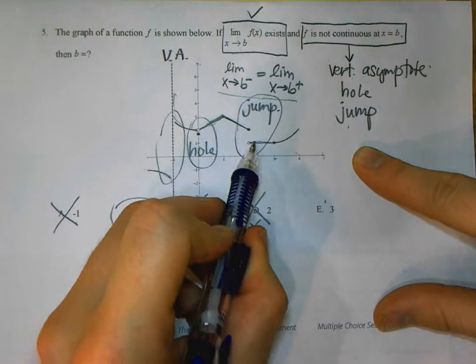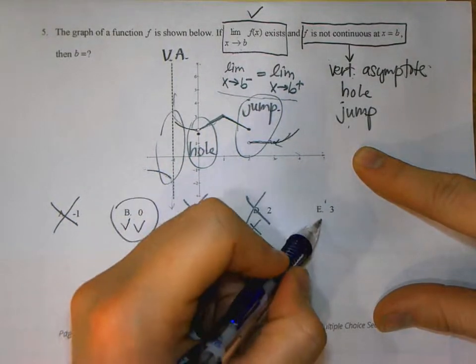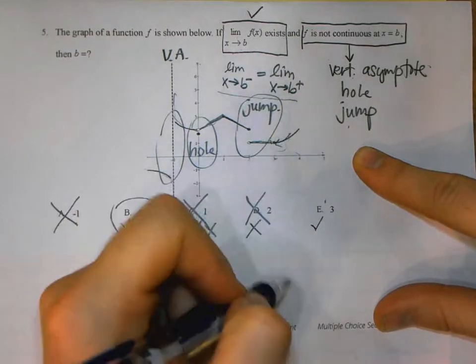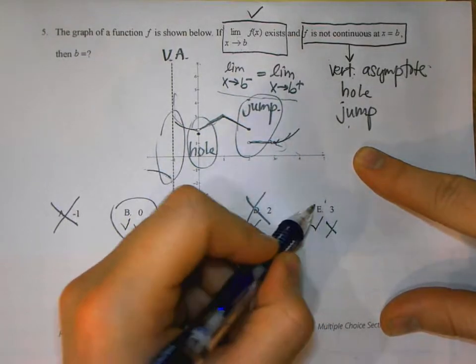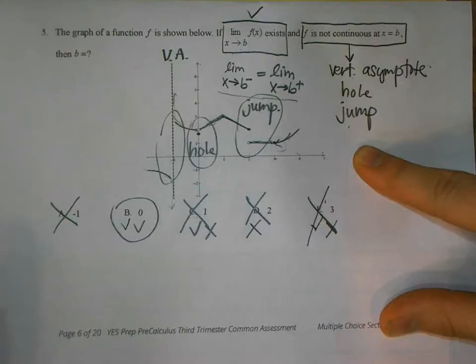And at 3, does the limit from the left equal the limit from the right? Yes, it does. So that's good. But is it discontinuous at 3? No, it is not. So that cannot be the answer. The only correct answer here is letter B, and that is just a quick little review of limits.